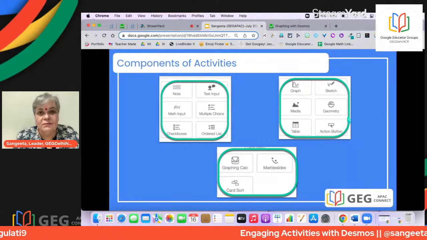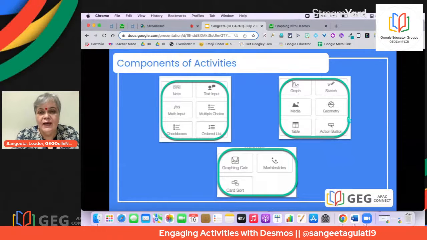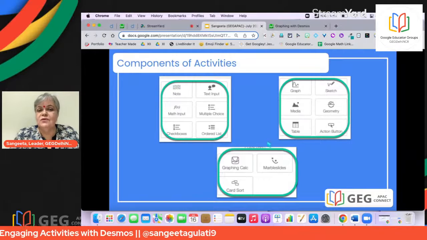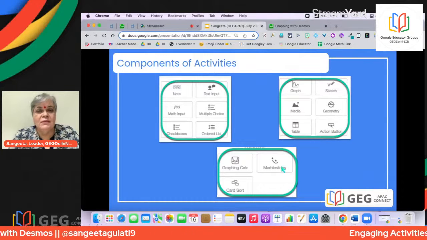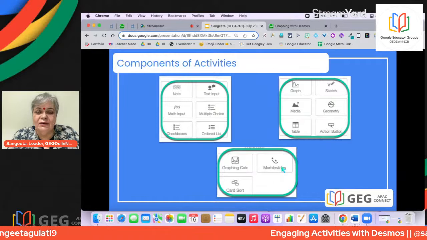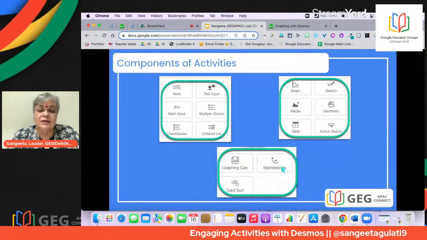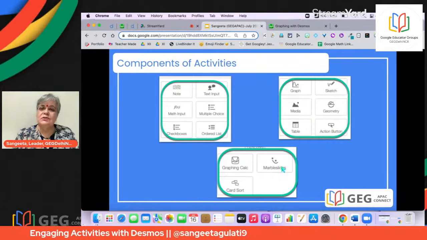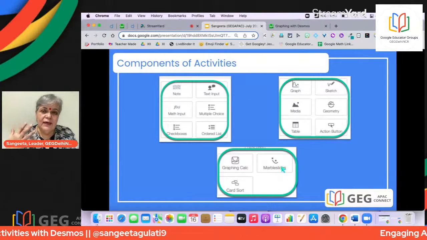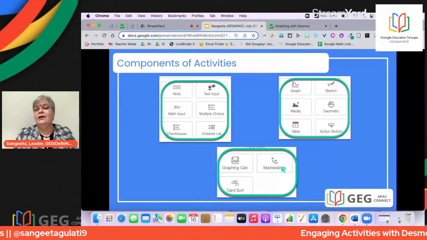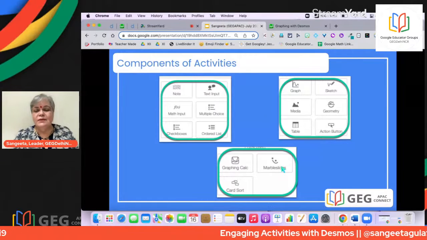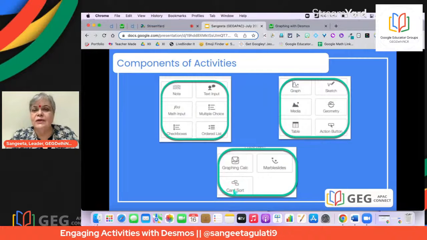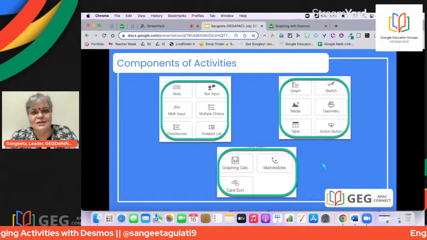There are some action buttons which you are going to experience as we start giving you the hands-on experience of it. And of course, the graphing calculator. Marble slides is a very, very interesting set of activities that you can create, which can push the students to an extreme challenge, so that they do not feel that they know everything. They need to explore and come up with various answers or possibilities. And card sort is for all, and you're going to experience it.